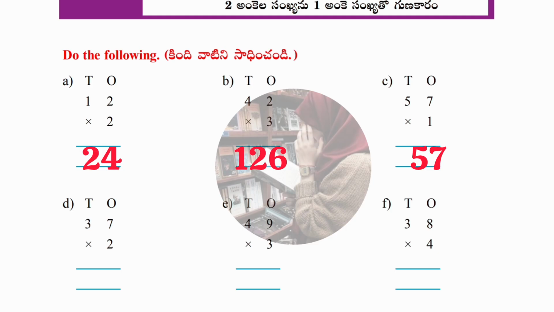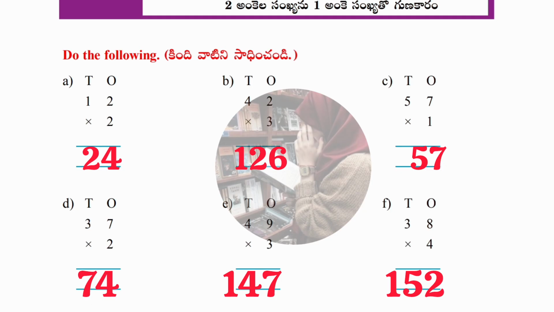Next, fourth one: 37 multiplied by 2. 7 2's are 14. 1 carry forward, write down 4 here. So 3 2 is 6. 6 plus 1 is 7. 74 is your answer. Next, 49 multiplied by 3. 9 3 is 27. Write down 7 here, 2 carry forward. So 4 3 is 12. 12 plus 2 is 14. 147 is your answer.